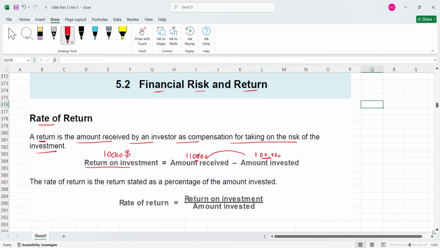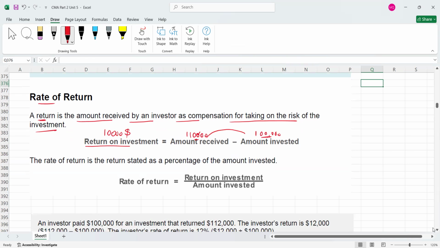Guys, please remember, whenever you are trying to calculate rate of return, now I'm explaining rate of return, it doesn't mean it's dollars. No, it's not a dollar. Whenever you calculate rate of return, it means you have to calculate a percentage. Rate of return is the return stated as a percentage of the amount invested. Once you take this amount in dollars, divide it by the amount invested and multiply by 100, you will get the rate of return in percentage.